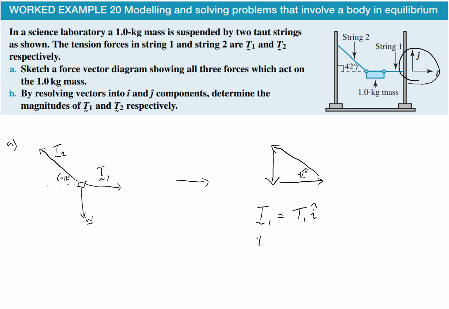Now, T2, well, that's going to be using cos and sine because it has some i's and some j's. It's also going in the opposite direction of i. It's going to the left, whereas i is going to the right. So we'll go T2 cos 42 degrees i, and we'll actually say it's negative because it's going left, plus T2 sine 42 j.